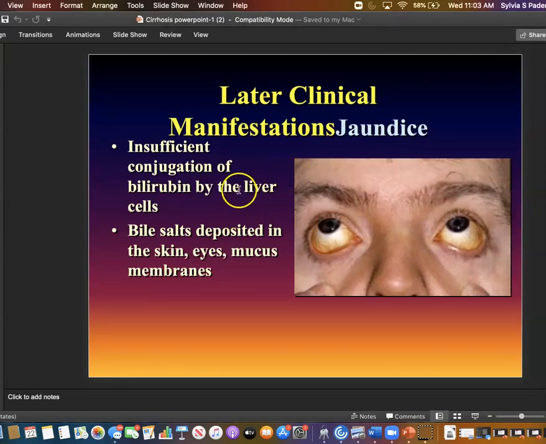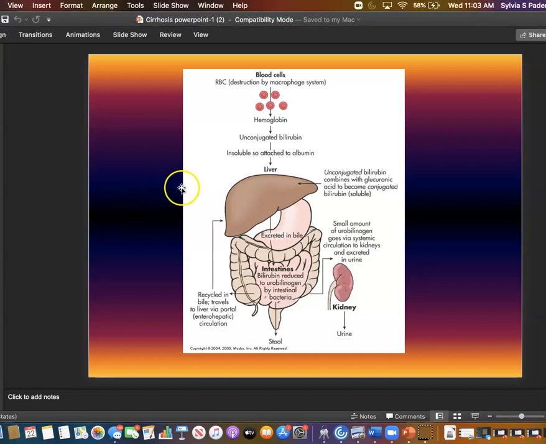Jaundice is another late manifestation of cirrhosis, and this is as a result of insufficient conjugation of bilirubin by the liver cells, and then also bile salts deposit in the skin, eyes, and mucous membranes. And like I mentioned, patients develop itchy skin, and this is because of the bile salts that are deposited there. Okay, you can review this diagram.